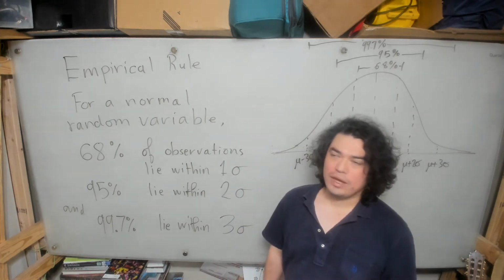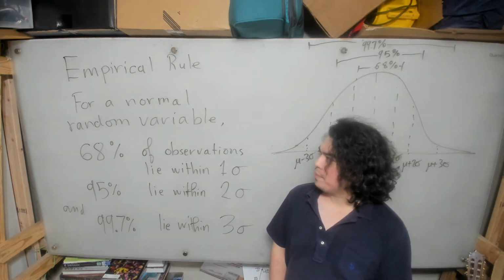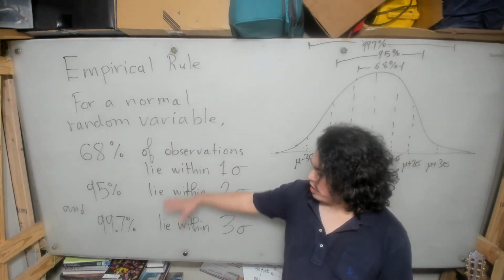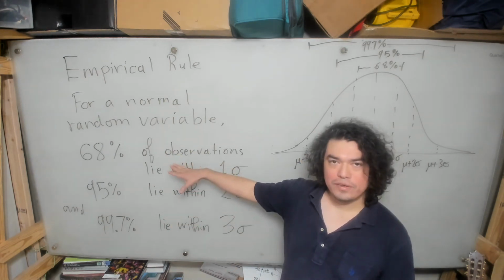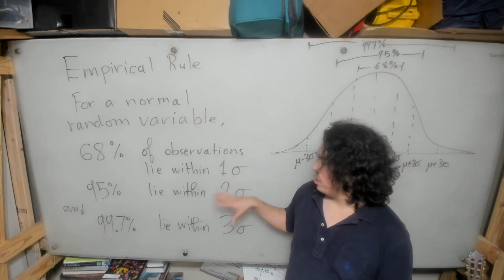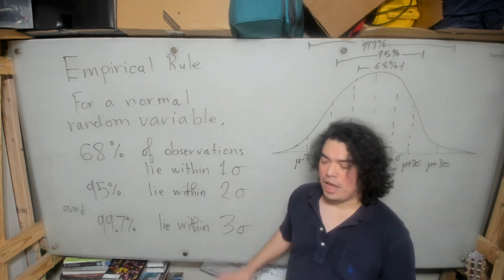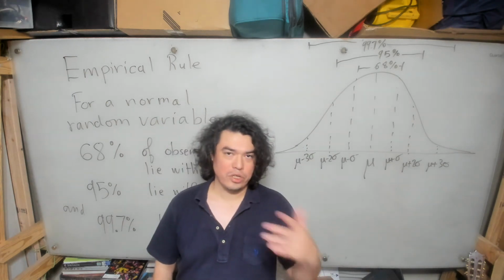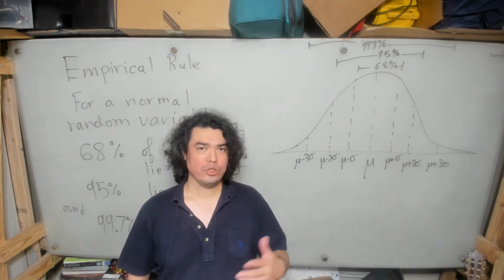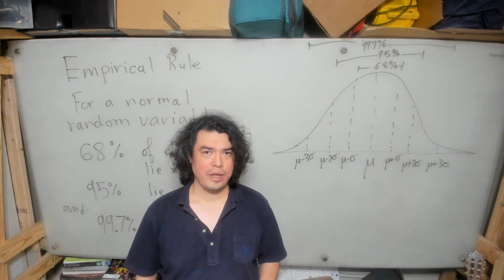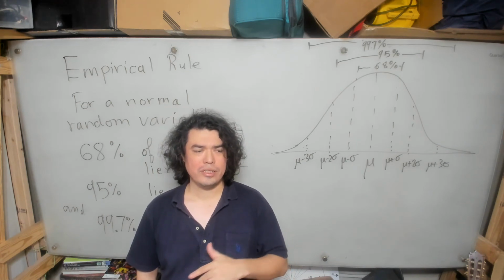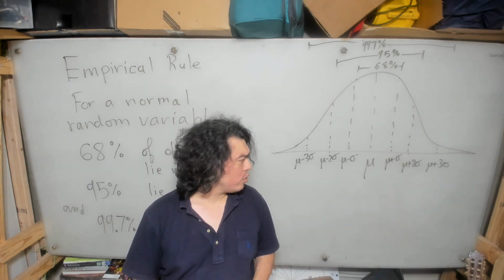The most important thing is this part here. That 68% of observations lie within 1 sigma, 95% within 2 sigma, and 99.7% within 3 sigma, and what's also nice is that it's going to allow us to do some of our first calculations. These will be the simpler calculations to do. And so without further ado, let's do that.